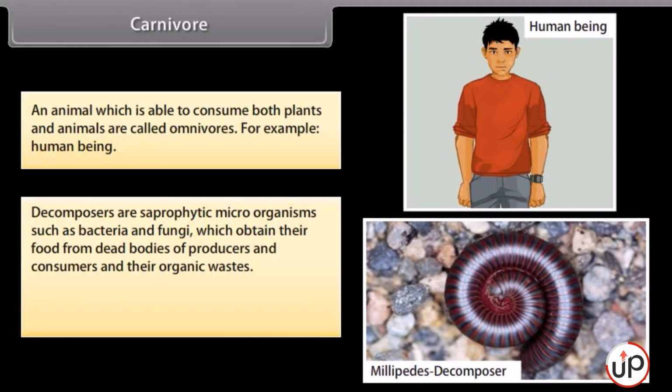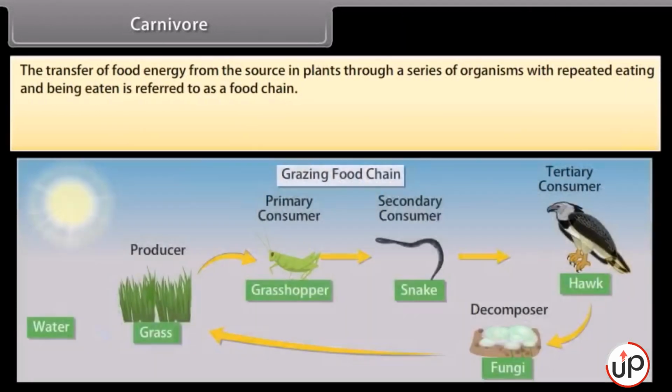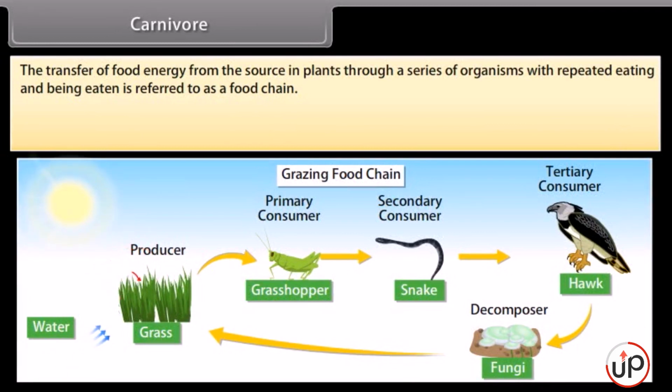of producers and consumers and their organic wastes. Decomposers are often called microconsumers because of their small size. The transfer of food energy from the source in plants through a series of organisms with repeated eating and being eaten is referred to as food chain.